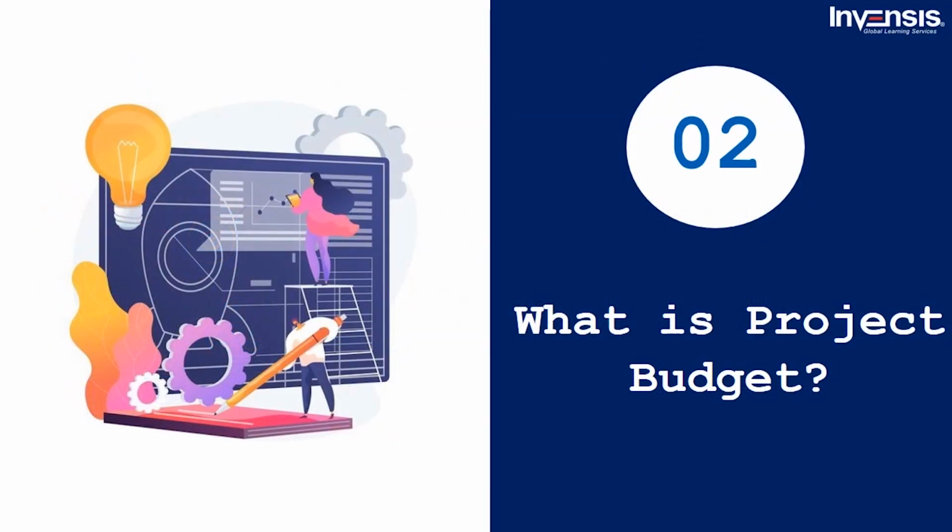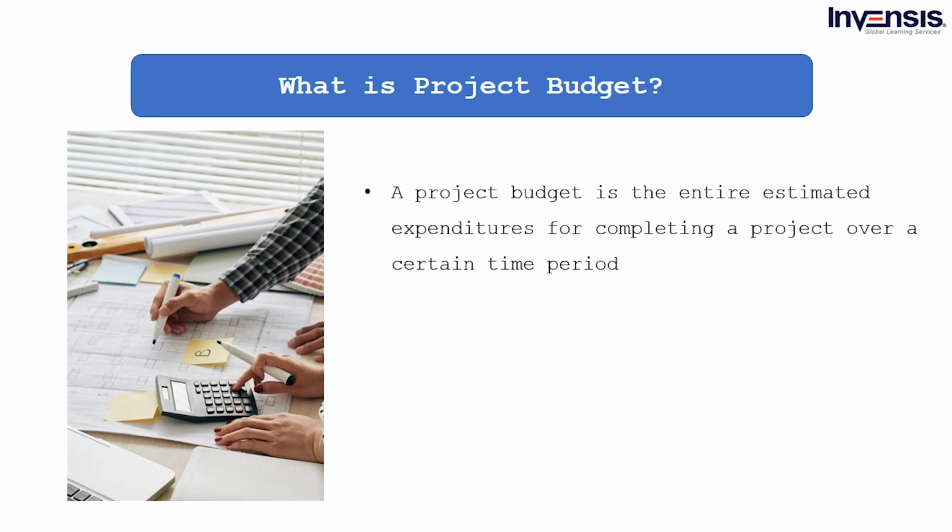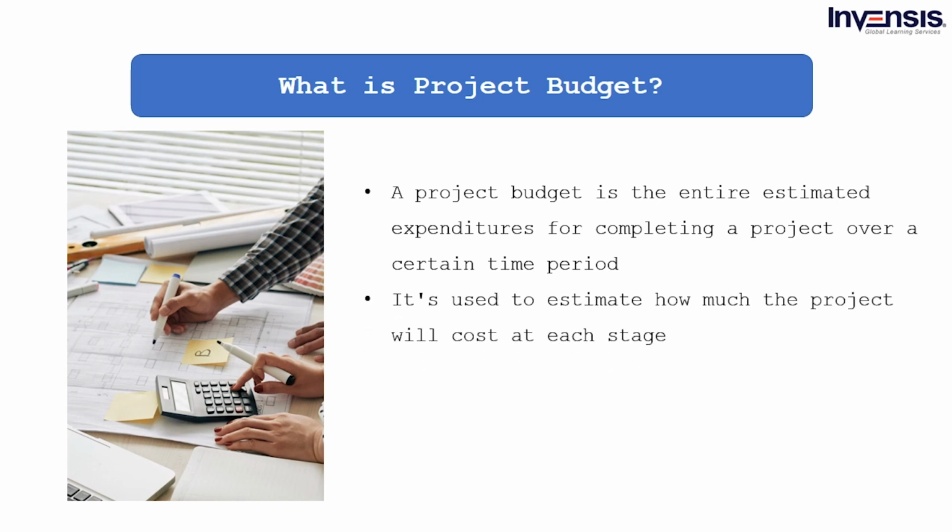Before we get into the specifics of generating a project budget, let's first define what a project budget is. Project budget is nothing but the total cost of all activities, tasks, and milestones that the project must complete. In a nutshell, it's the entire amount of money you'll need to complete the project, which all stakeholders must approve. A project budget is the entire estimated expenditures for completing a project over a certain time period. It's used to estimate how much the project will cost at each stage.